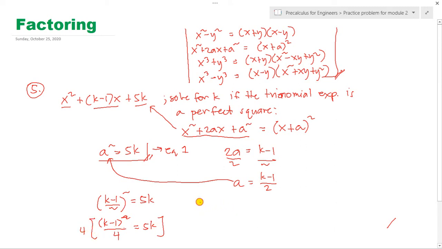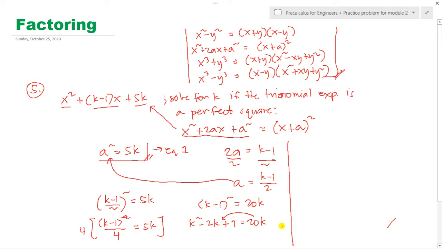So we now have (k minus 1) squared is equal to 20k. Then expand this (k minus 1) squared. So we now have k squared, following the FOIL method or the shortcut, it depends upon you, minus 2k plus 1 is equal to 20k. Then combine this 20k with the negative 2k.